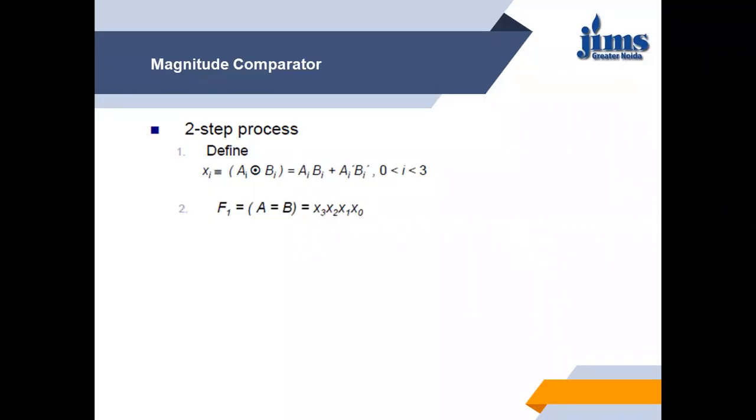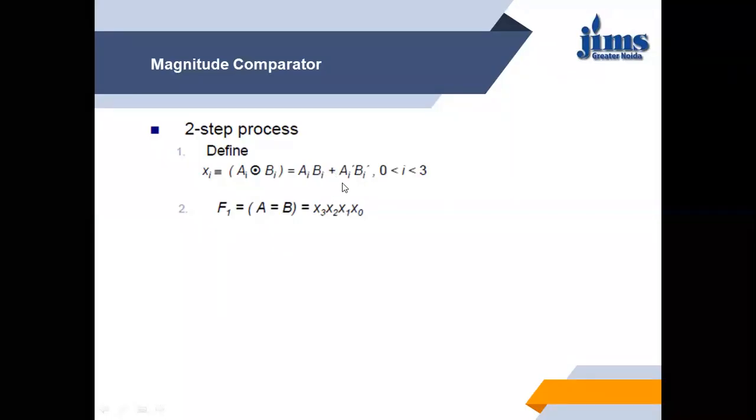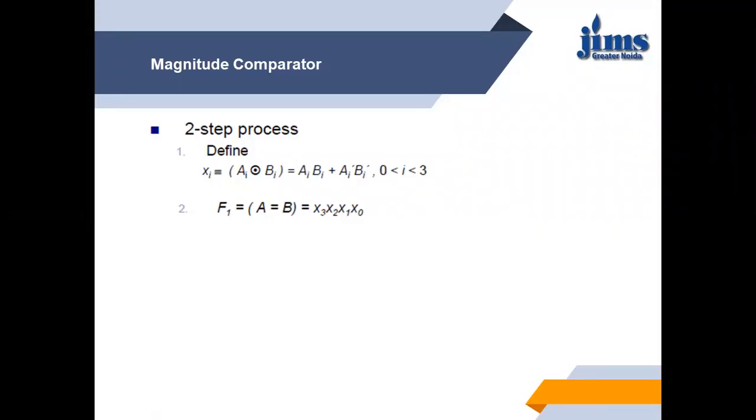Now let us define A equals to B. A will be equal to B if x3, that means B3 is equal to A3, and x2, that is B2 is equal to A2, and x1, that is A1 is equal to B1, and x0, that is A0 equals B0. If all 4 conditions are satisfied, then A equals B. That will be the first output. X3 defines that A3 equals B3.